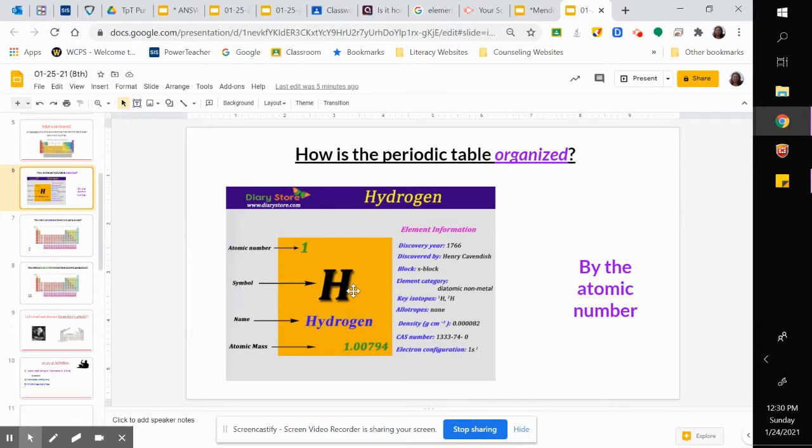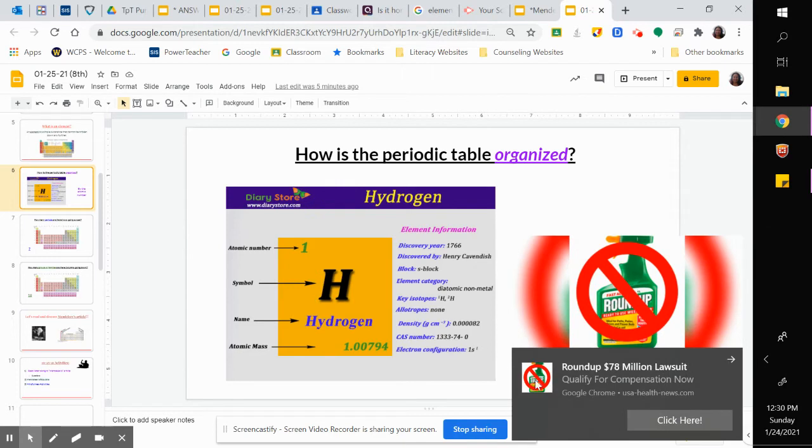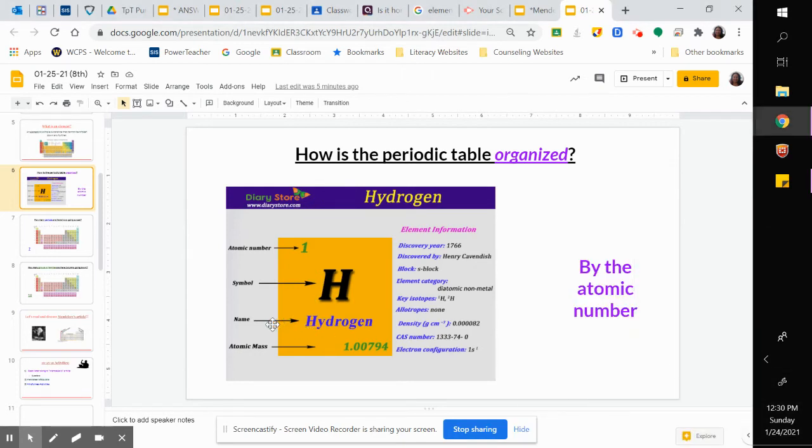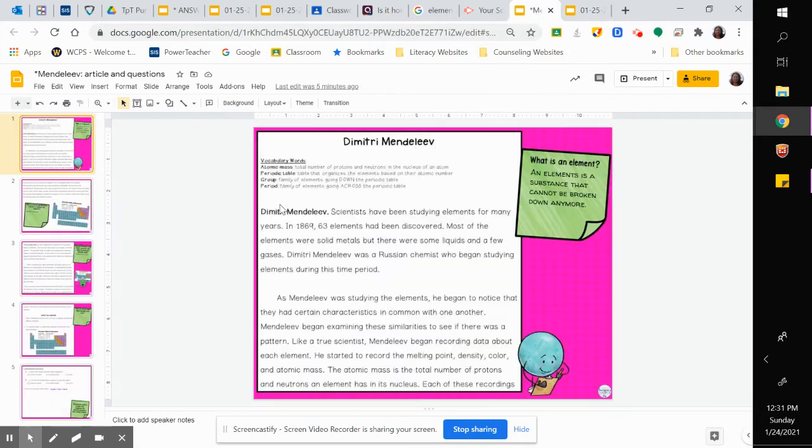The symbol is the 1 or 2 letter abbreviation for the name of the element. And in this case, it's hydrogen. Okay, when we're moving along, atomic mass will be here at the bottom. That's what we were reading here. That's the total number of protons and neutrons. Periodic table. This is a table that organizes the elements based on their atomic number. So that small number at the top of the element.